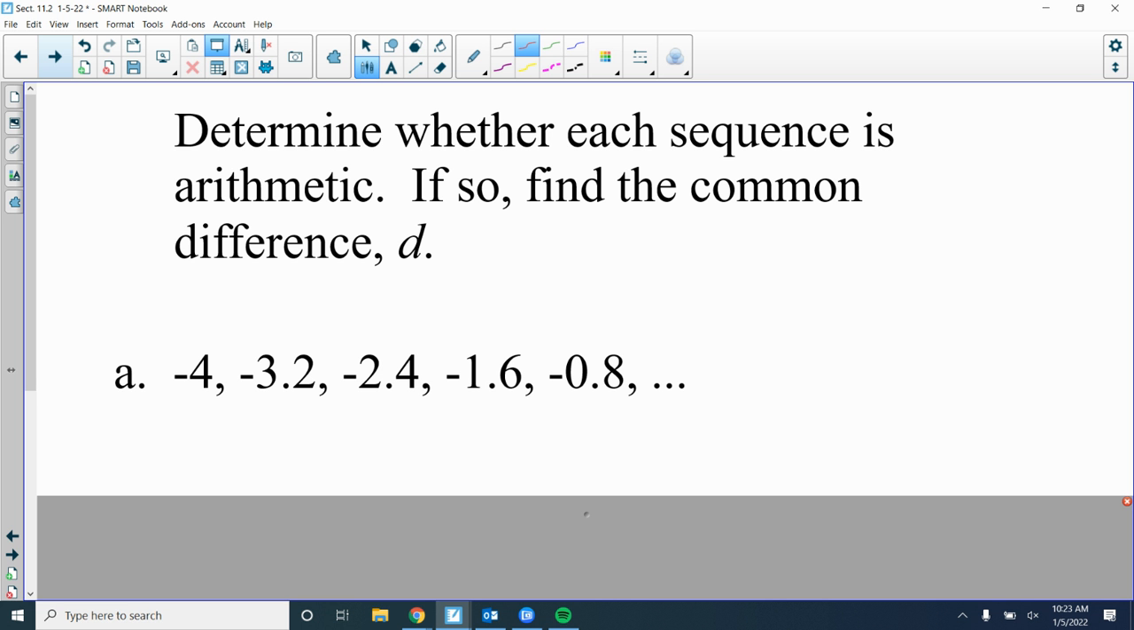All right. You got 3 of them there. Determine whether each is arithmetic. Tell me what D is. Okay, just list D underneath it. If it's not arithmetic, there is no D value. You just put not arithmetic.